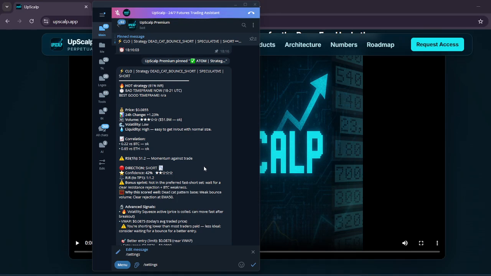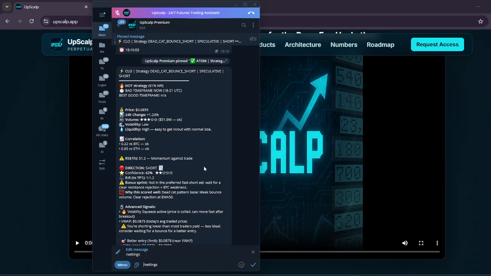Then we have a section with the coin information, like the price, 24-hour change, volume, and so on. We have correlation, so how related it is to BTC. We can see this one is not very correlated, which is rare enough, I suppose, in the top 50. We can see that the momentum is against this trade at the moment. So again, if it was me, I'd probably leave this because it's going against the market. But then again, we're really talking about BTC there, and with this one, it's not highly correlated.